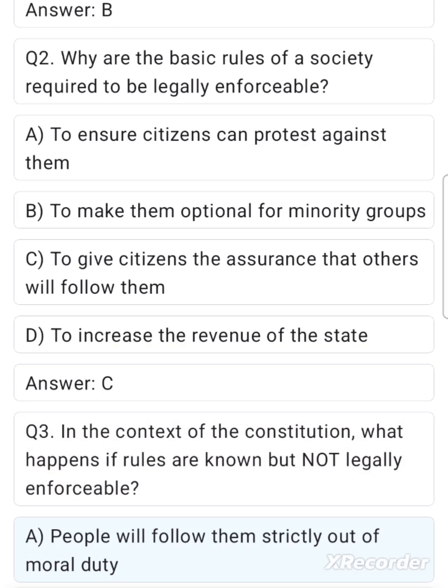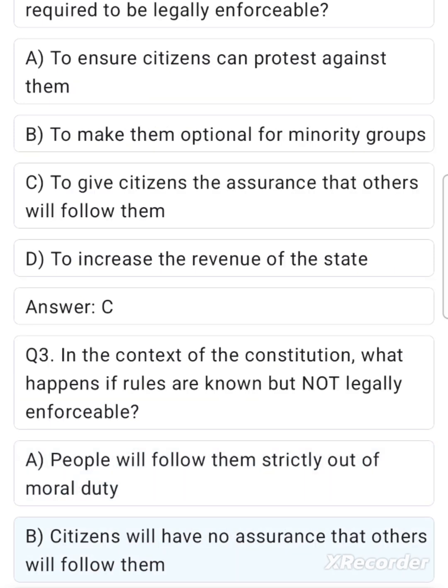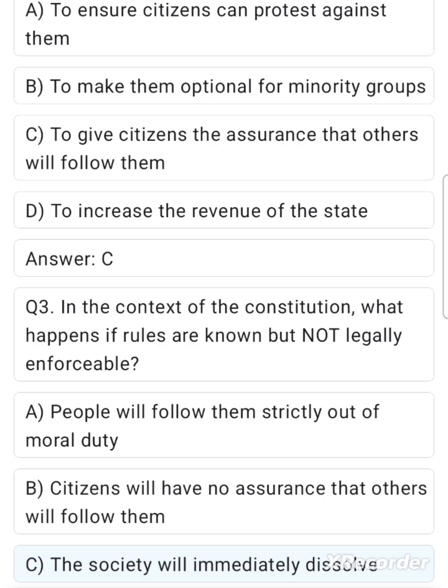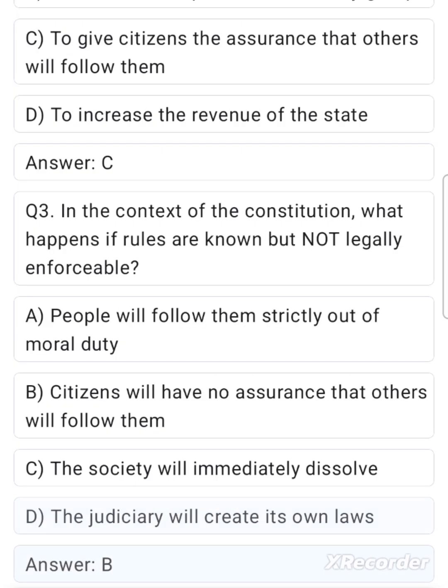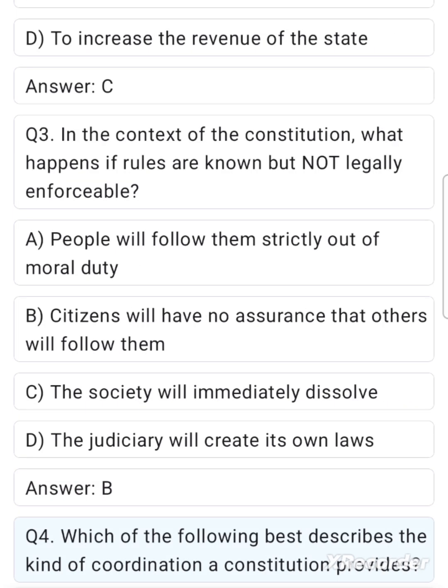Q3. In the context of the Constitution, what happens if rules are known but not legally enforceable? A. People will follow them strictly out of moral duty. B. Citizens will have no assurance that others will follow them. C. The society will immediately dissolve. D. The judiciary will create its own laws. Answer. B.